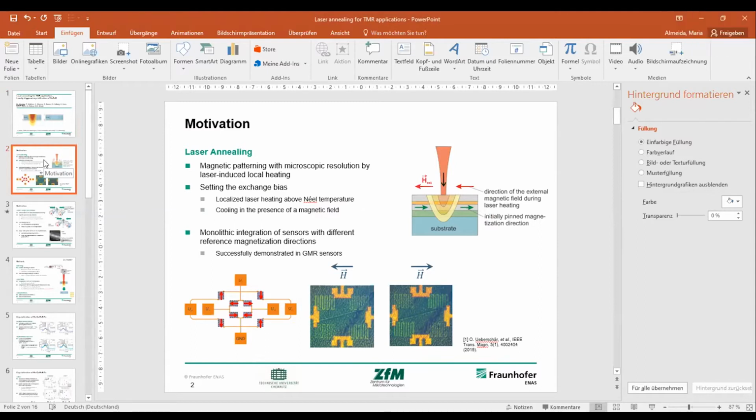Okay, so this was the motivation. I will try then to be fast. So we have been using this method for setting exchange bias. And we were able, as we see in these magneto-optical microscopy images, to set exchange bias opposite to each other on neighboring devices. And having them then aligned orthogonally, we have even shown that we can have two-dimensional sensitive sensors.